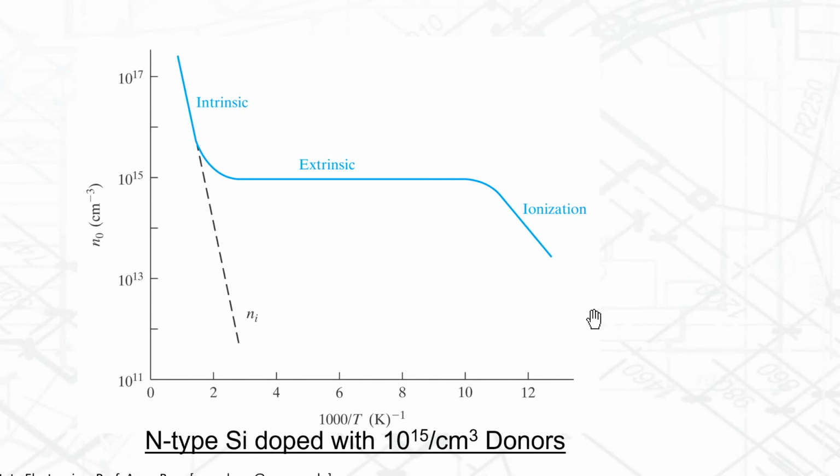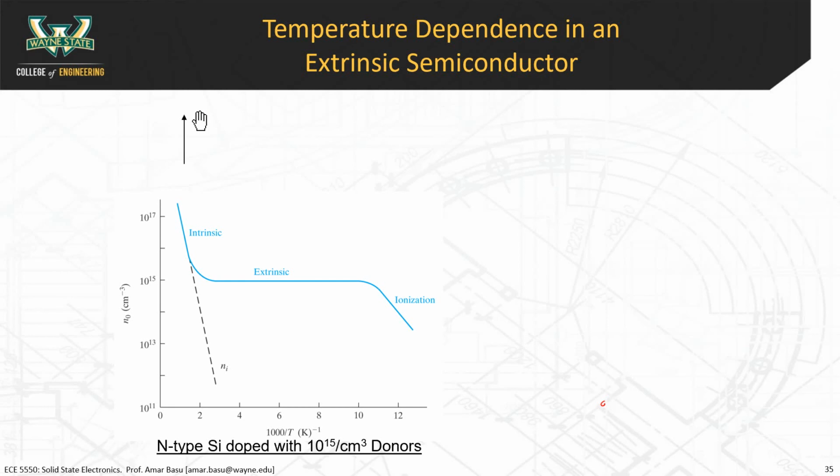So what's happening here is the temperature dependence in an extrinsic semiconductor. There are 3 zones here: the ionization, the extrinsic, and the intrinsic. I want you to understand what's happening in each one of the zones. This is actually a good review for concepts that we've covered already.